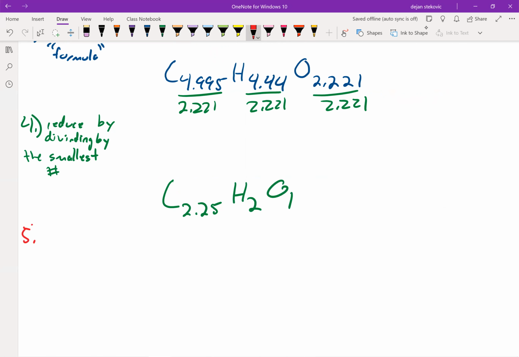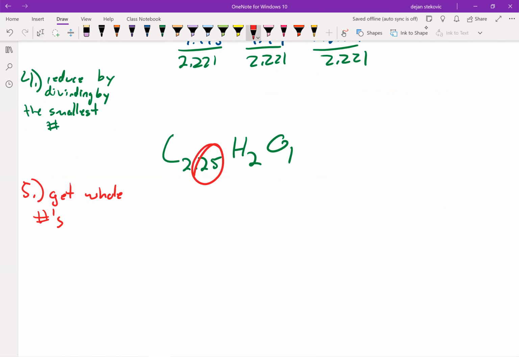And so in our step 5, we're going to get whole numbers. And we're going to do this by multiplying. So for example, we have this 0.25. If you think about how you get 0.25 to be a whole number, you have to multiply it by 4. If this was a 0.5, you would multiply it by 2. Whatever you need to multiply that to get to a whole number. But you have to multiply it by the whole formula. Otherwise, you're going to change the identity of your compound. So we're going to multiply this whole formula by 4.